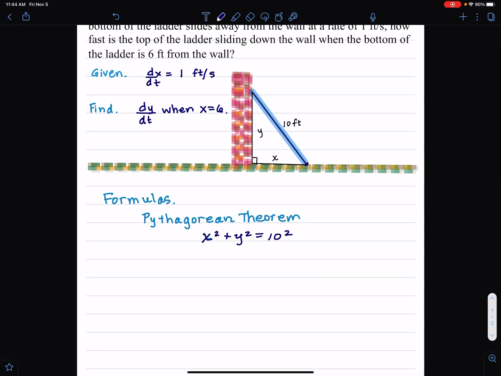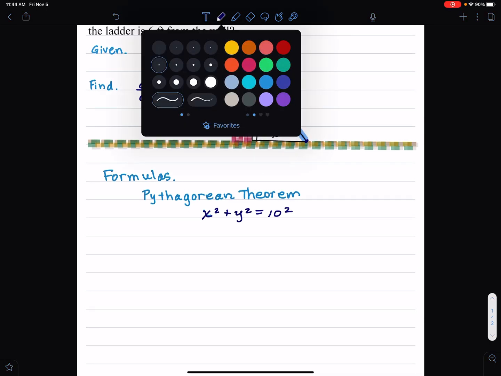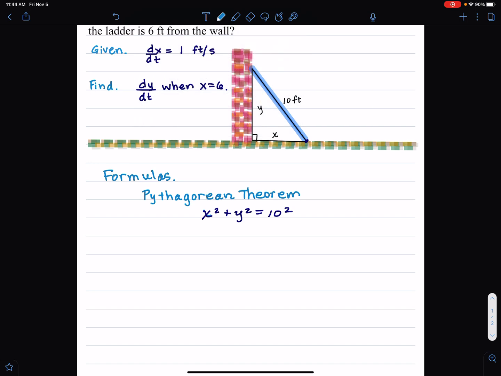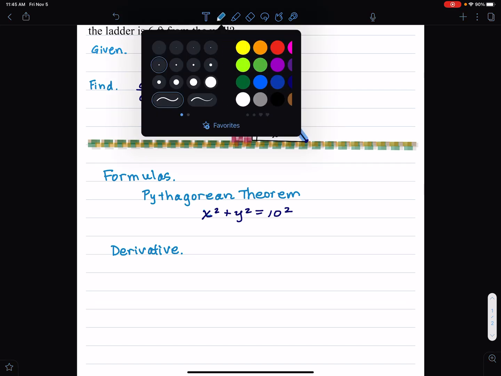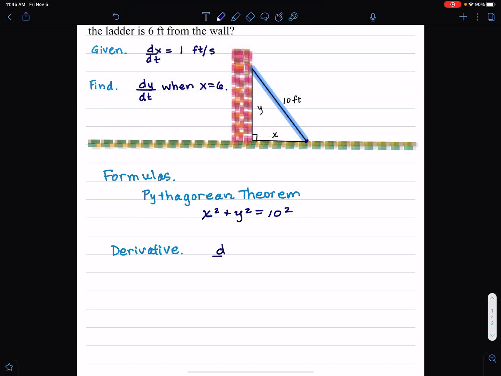So now what I do in these problems is take the derivative of our formula. Don't plug in x equals 6 or anything until you take the derivative. For our derivative, we apply the derivative with respect to time on both sides of this equation, so we are assuming that x and y both change as time changes. The easy one is the right-hand side: the derivative of 10 squared is 0.